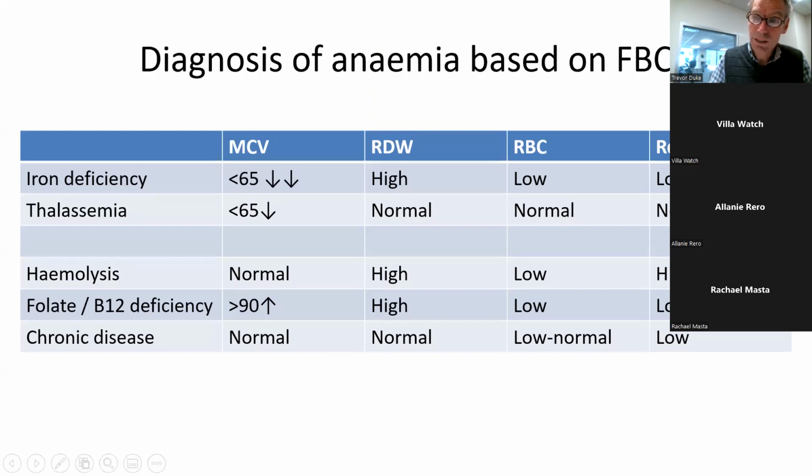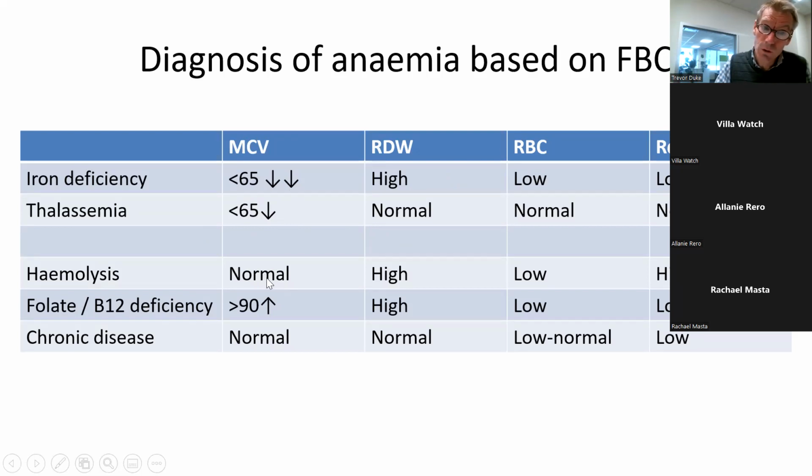So just to be clear again, if you've got iron deficiency, you'll have a low MCV, you have a high red cell distribution width, your red blood cells will be low, and your reticulocytes will be low. If you've got thalassaemia, then your MCV will also be low. It's microcytic anemia, but your red cell distribution width will usually be normal. The number of red cells will usually be normal, but your reticulocytes will be normal to high.